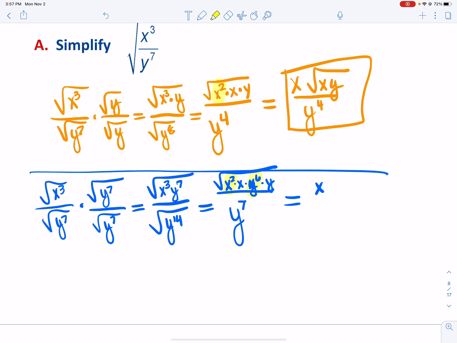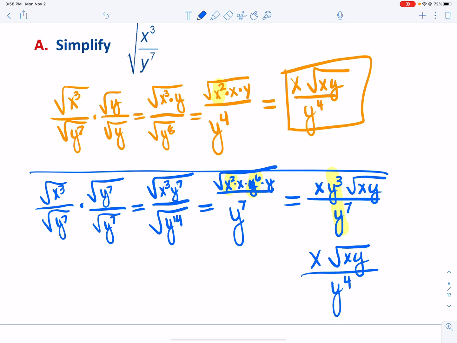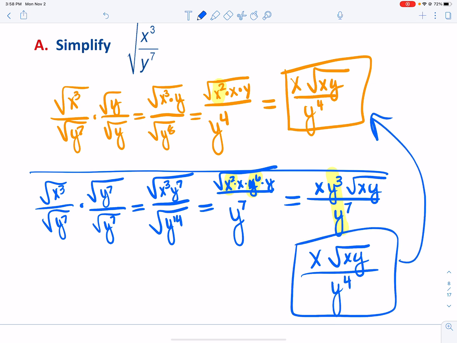The square root of y to the 6th is y to the 3rd. And then I still have the x and the y left in there. And now I look out in front, these still can cancel. So I have x square root of xy over y to the 4th.